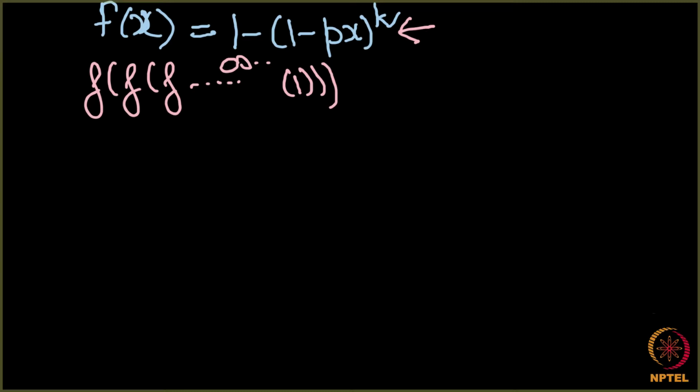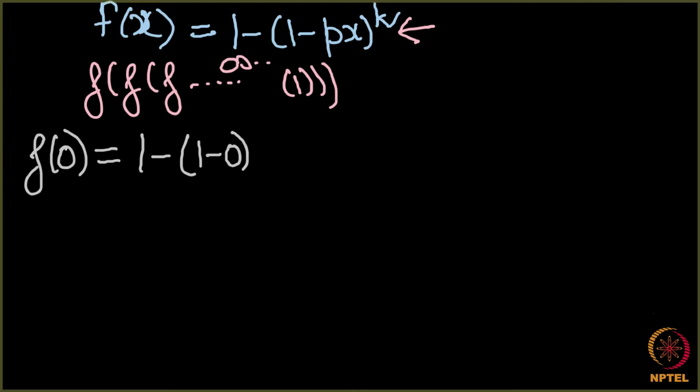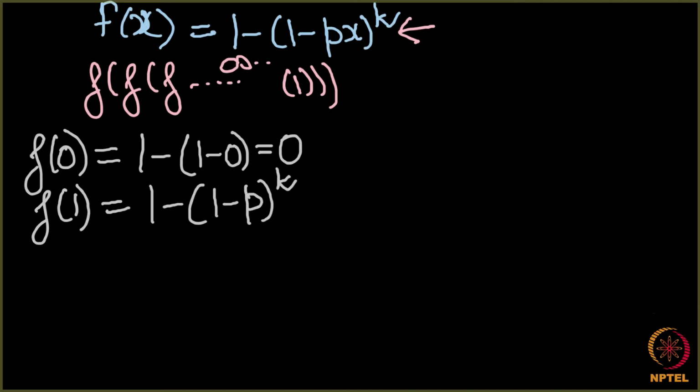So let's try to find f of 0. What will f of 0 be? It will be 1 minus 0, right, which is nothing but 0. So f of 0 is 0. And let's look at f of 1. F of 1 is 1 minus p to the power of k. And we know that p is something positive, so this entire value is going to be less than 1. So f of 0 is 0 and f of 1 is something less than 1.